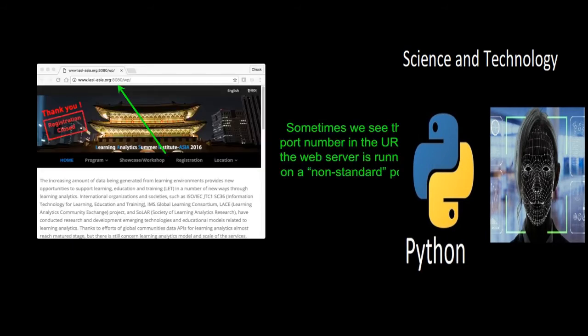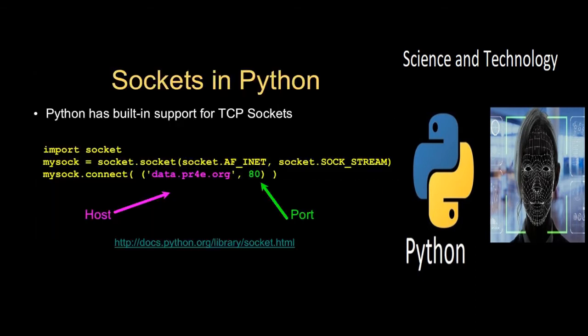Now sometimes you'll go to a URL and you'll see in that URL there's a colon and a number. That means it's a web server that's running on a port other than the official 80 or 443 port. Now in Python we can talk to these sockets. It's really easy, surprisingly easy.